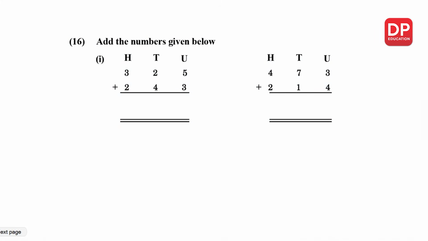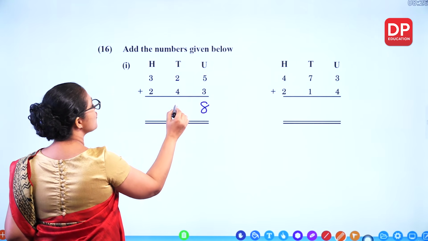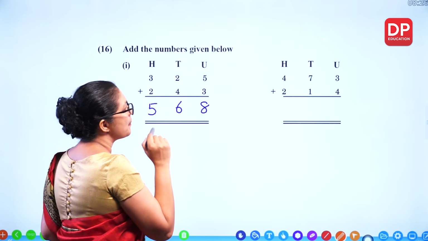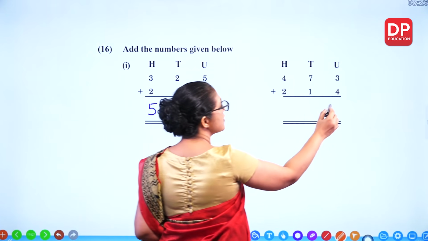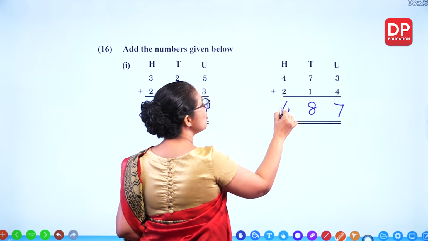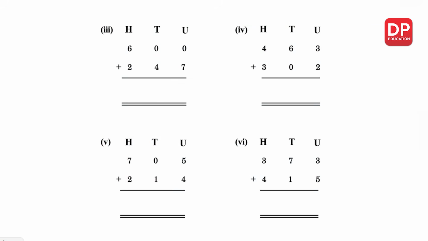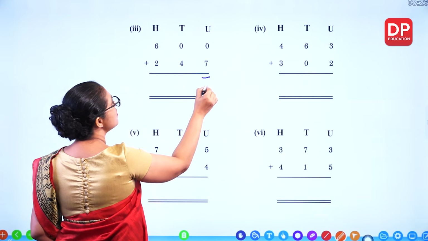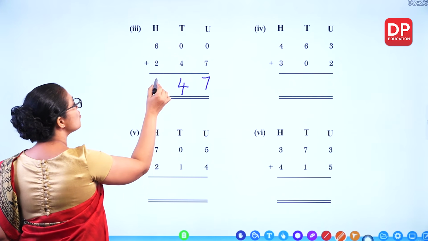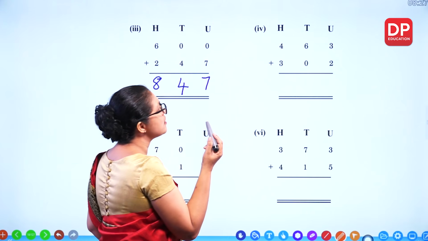Add the numbers given below. 5 plus 3, 8. 4 plus 2, 6. 3 plus 2, 5. Here 3 plus 4, 7. 7 plus 1, 8. 4 plus 2, 6. This one, 0 plus 7, you get 7. 0 plus 4, 4. 6 plus 2, 8. So it's easy. You are not getting 2-digit numbers.